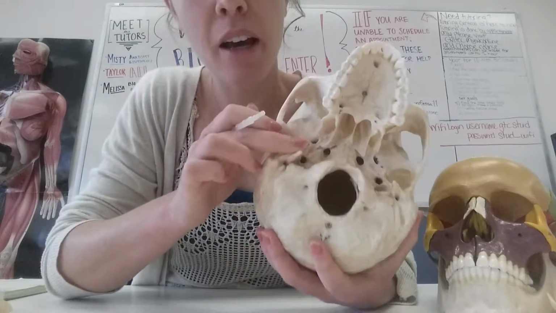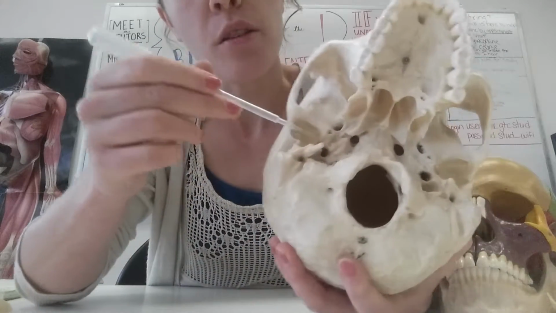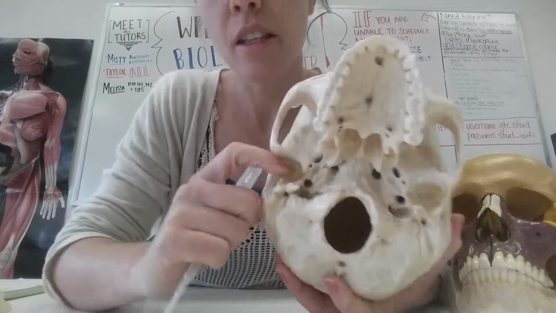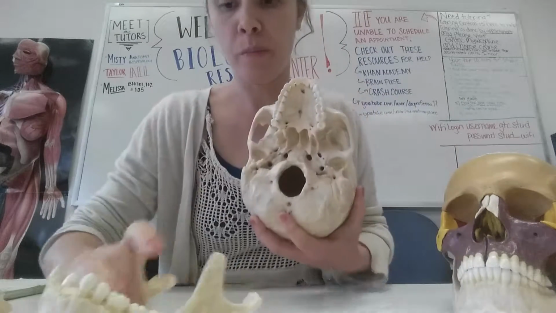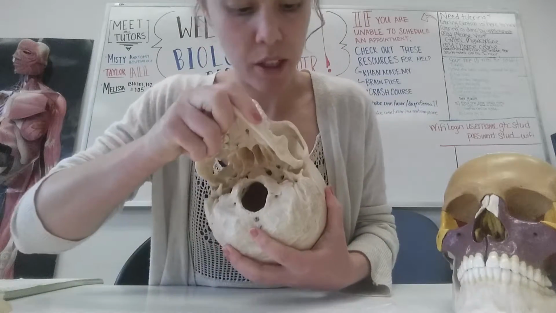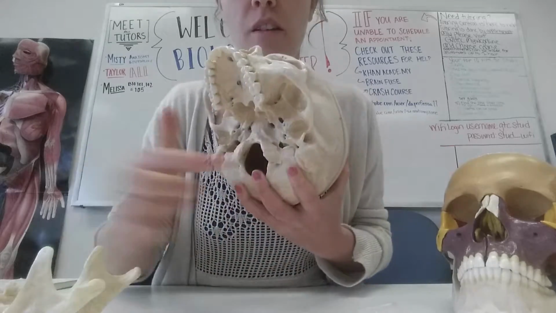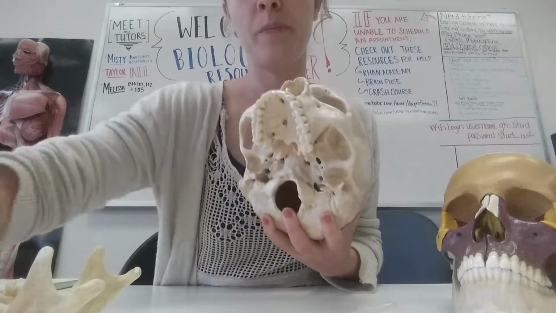Okay, and then we have the mandibular fossa, this rubber part right here. This is where the mandible articulates with the temporal bone. So they articulate there, that is the mandibular fossa.